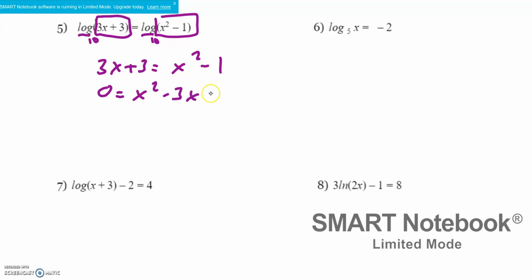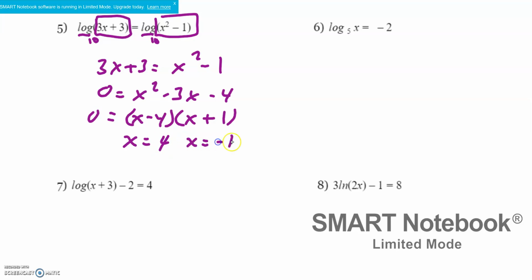If I move 3 over by subtracting it, it ends up being minus 4. Is this factorable? Yes, it is. x minus 4, x plus 1. So then I have two possible answers of 4 and negative 1. But it's important to always check your work.